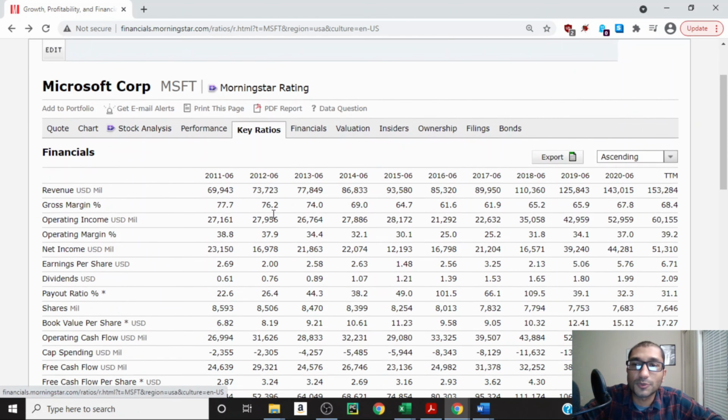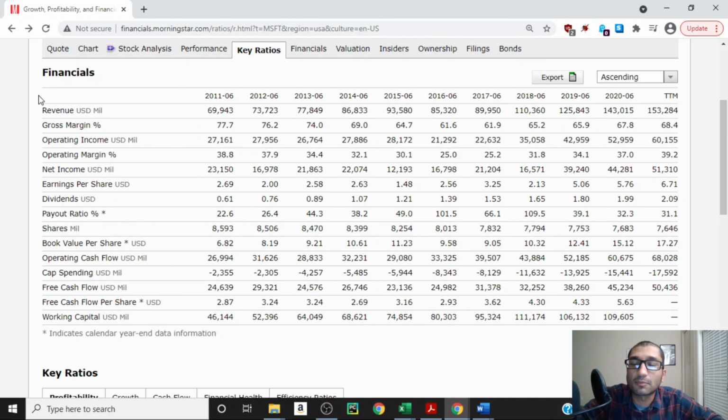Under key ratios, we have the financials. The first item on the list is the revenue. The revenue is the top line of the income statement. This is the amount of money that the company brings in from its sales.